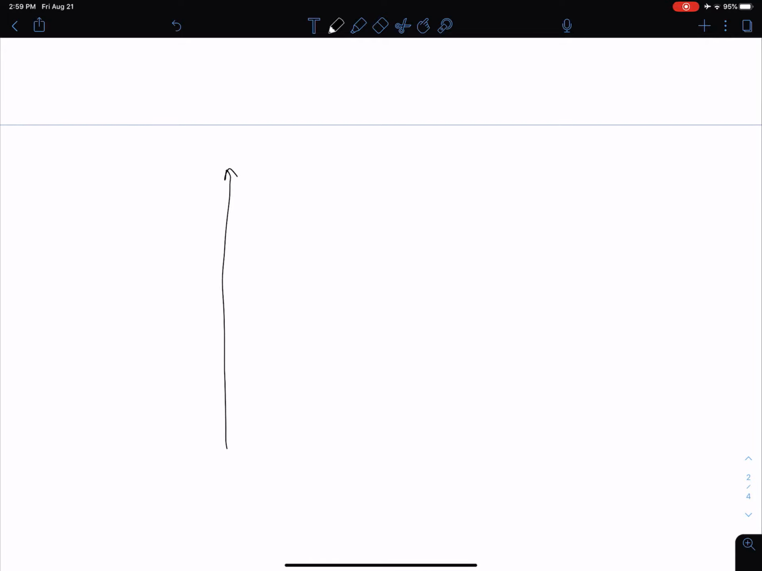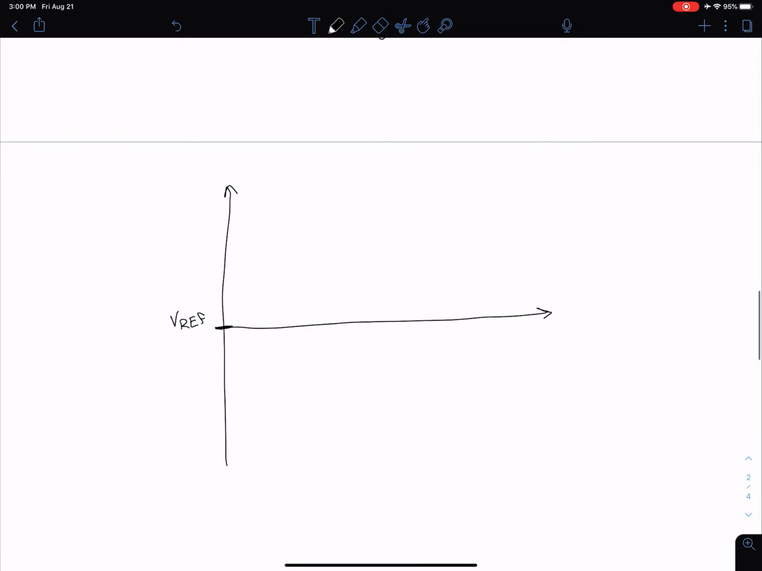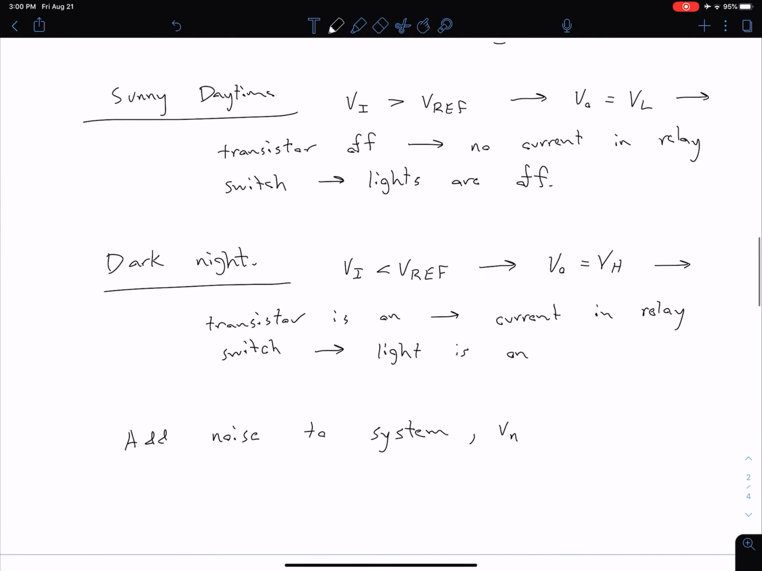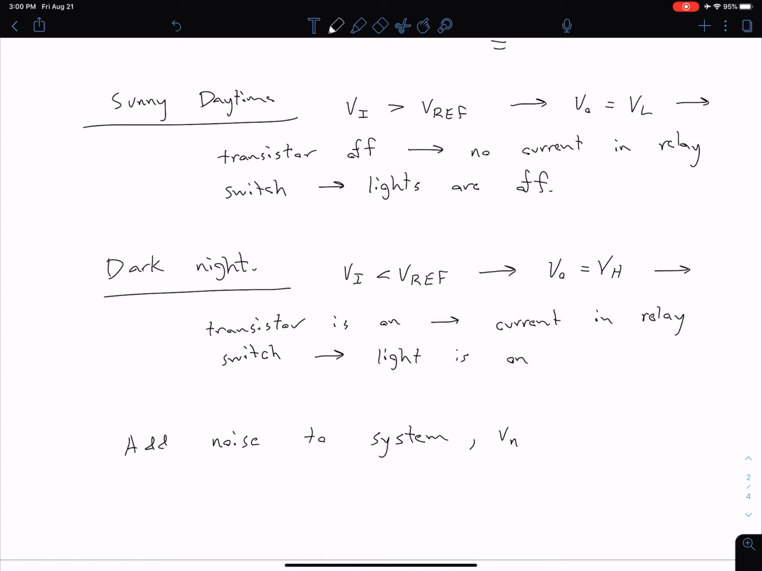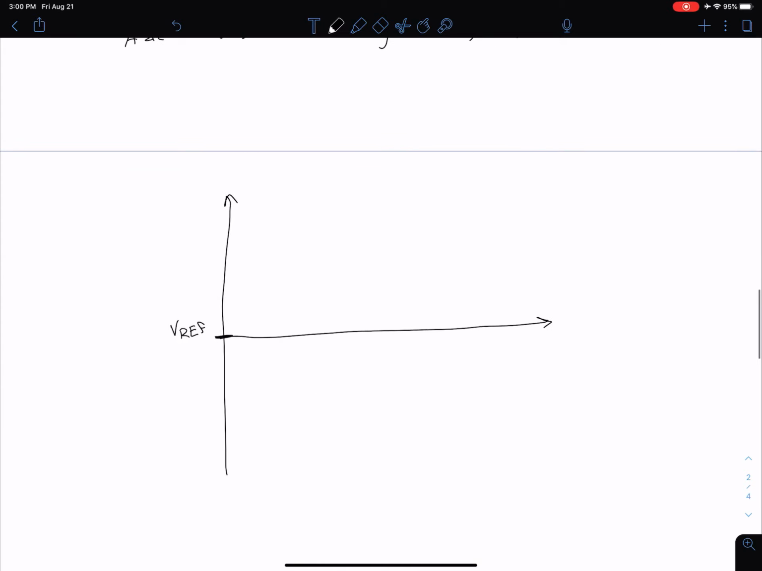Here is our reference value. So this point right here is our Vref. And the reason I'm highlighting this Vref on our voltage scale is because, of course, that's our transition point. We said if we're above Vref, our lights are off, and if we're below Vref, our lights are on. And so here we're plotting over time.